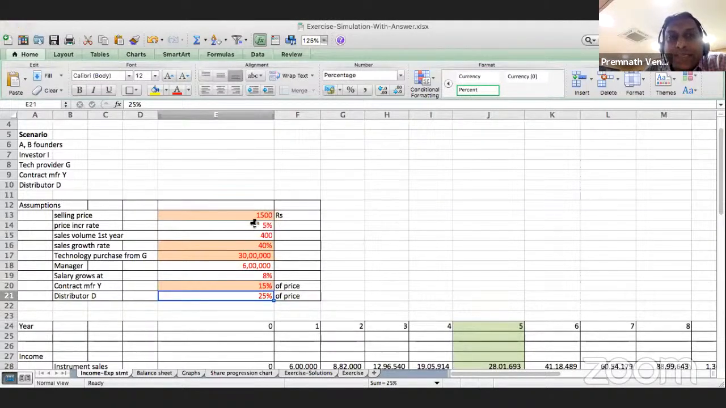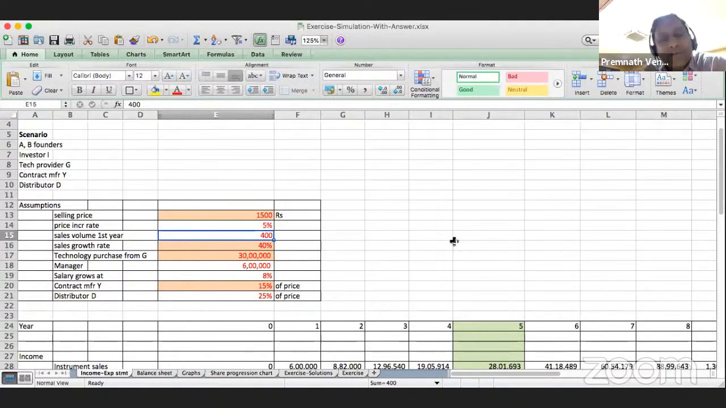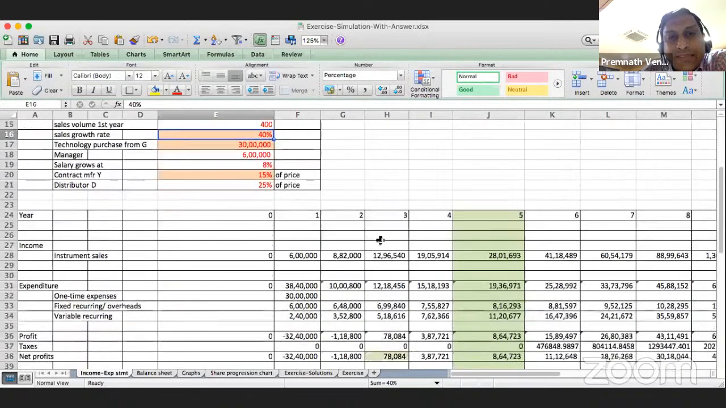I'm increasing the price at about 5% a year. This is just an assumption. In the first year, I'm able to sell 400 pieces. And this 400 pieces is what, you remember, the Chinese manufacturer has agreed to give us on credit. And the growth rate is about 40%, is what I've assumed. And we have all these numbers. Now with this, we start simulating, right?